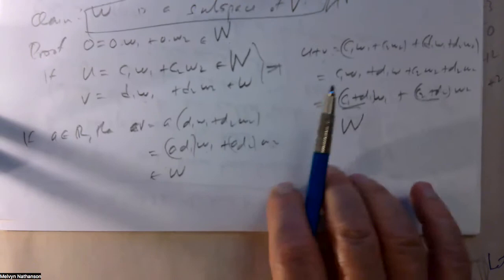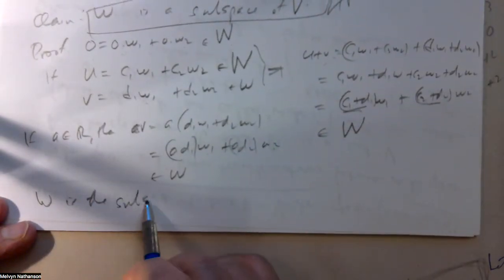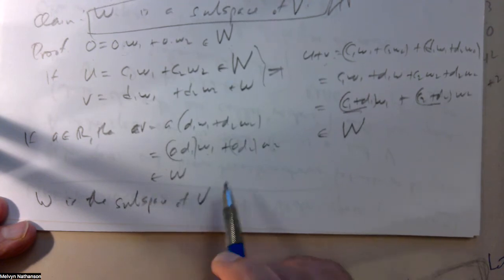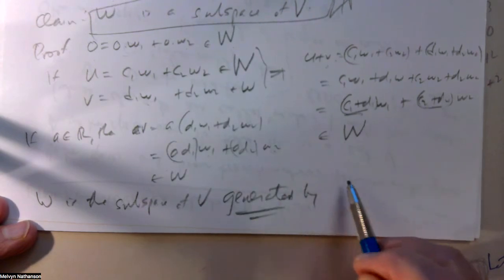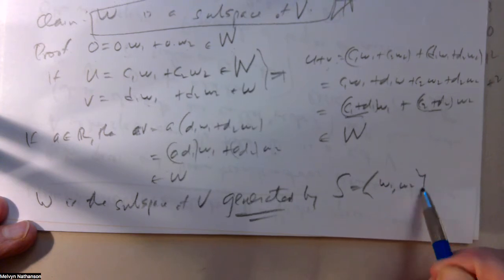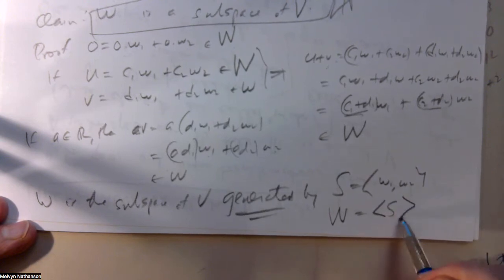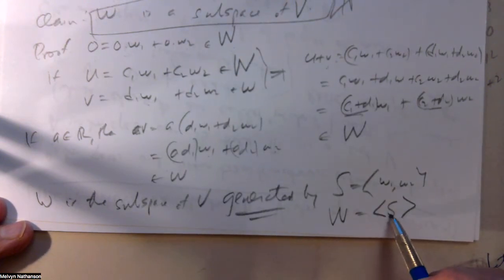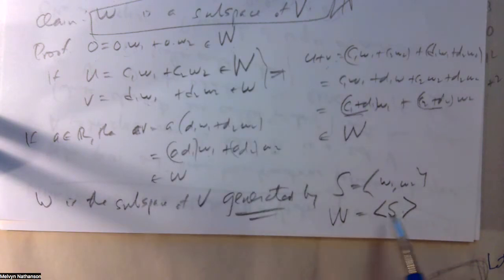And the language used to describe this is that W is the subspace of V generated by the set S consisting of the two vectors W1 and W2. We sometimes write W equals S with angular brackets around it. That means S is a set of vectors, and W is the set of all linear combinations of the vectors in S. S generates W.